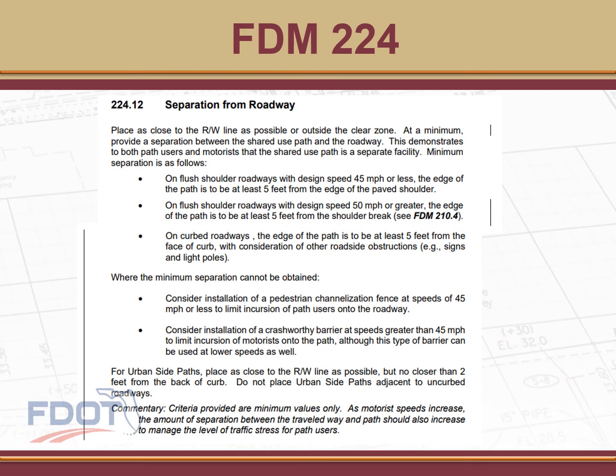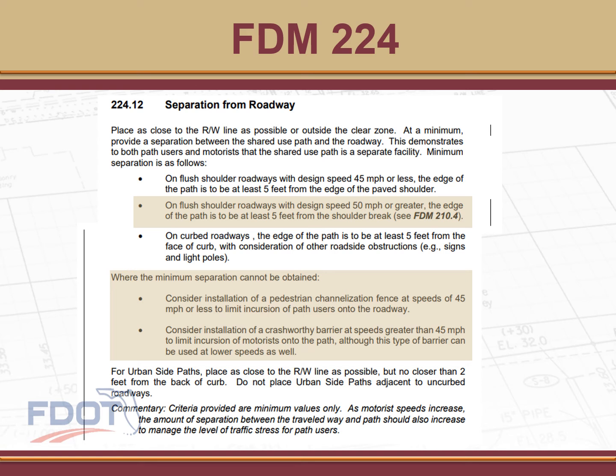The separation from roadway section had some rewording for brevity and consistency with the rest of the manual. We added the sentence about on flush shoulder roadways with a design speed of 50 miles per hour or greater, the edge of the path is to be at least 5 feet from the shoulder break. We also added the text of what to do if the minimum separation cannot be obtained, and we added text of where to place the urban side paths. Finally, we added commentary to help designers understand the intention of the criteria.